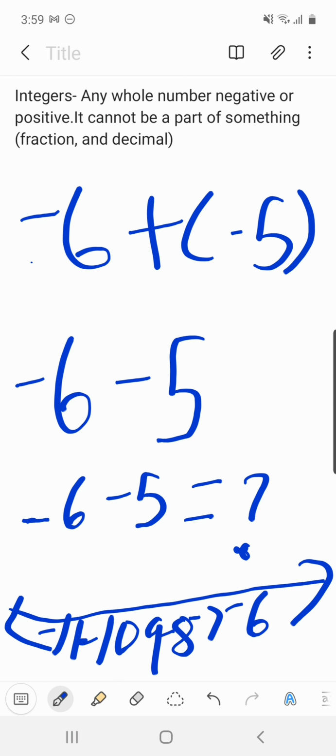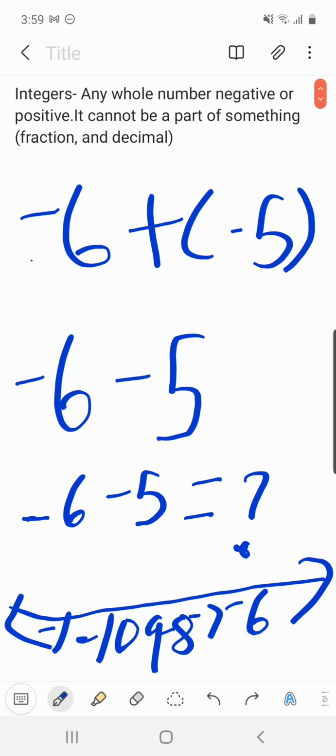Now, I have to move left since it's subtraction, because the left is always less than. You always do more down here, even if it's higher digits, that still means it's less than. Negative 7 is less than negative 6, because negative 6 is closer to the 0 than negative 7 is. Now I'm going to move to the left 5 times. 1, 2, 3, 4, 5.